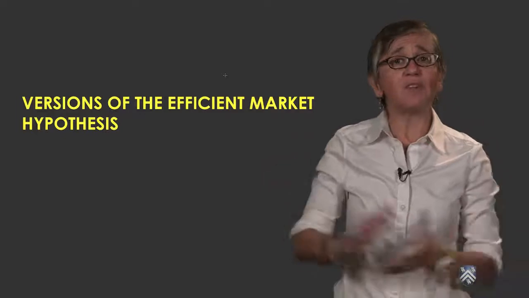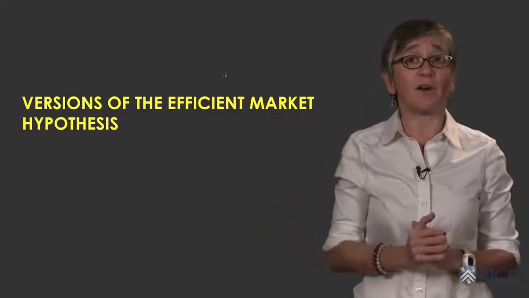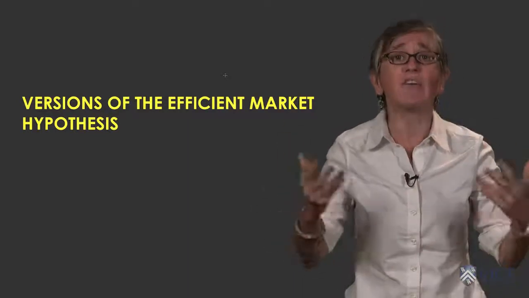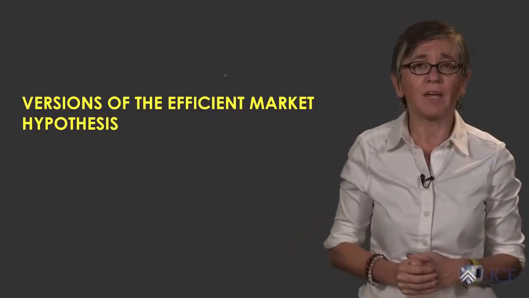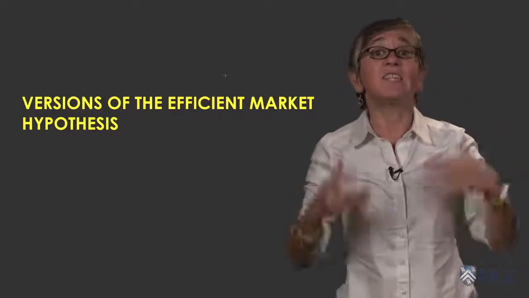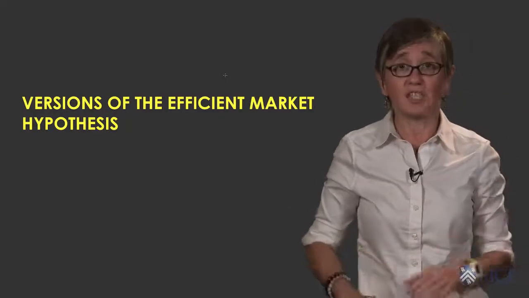So in the previous two lectures, we looked at the main premise of the efficient market hypothesis, as well as some examples that illustrate how prices quickly react to reflect new information. In this lecture, we're going to go a little deeper and discuss the different forms of the efficient market hypothesis and what implications they have.